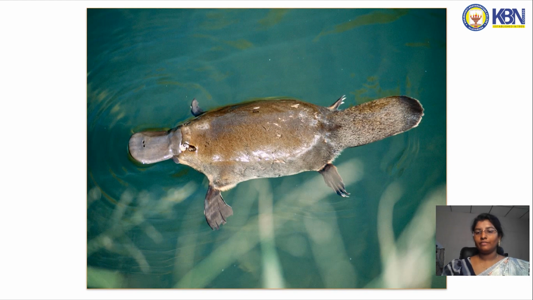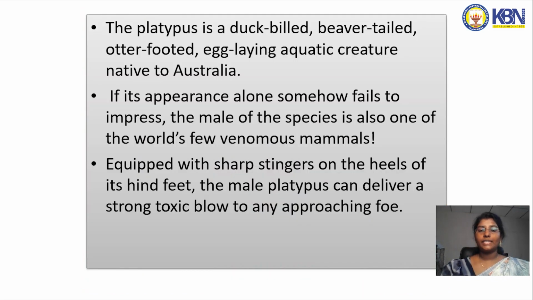Next, this is the picture of the duck-billed platypus, that is Ornithorhynchus anatinus. The platypus is a duck-billed, beaver-tailed, otter-footed, egg-laying aquatic creature native to Australia. If its appearance alone somehow fails to impress, the male of the species is also one of the world's few venomous mammals. Equipped with sharp stingers on the heels of its hind feet, the male platypus can deliver a strong toxic blow to any approaching foe.